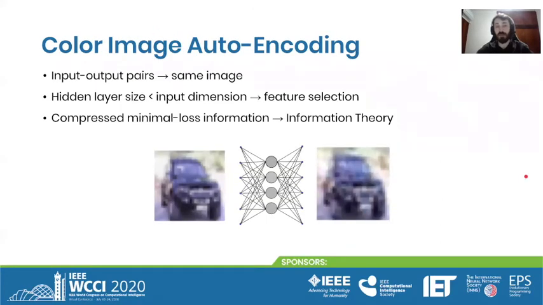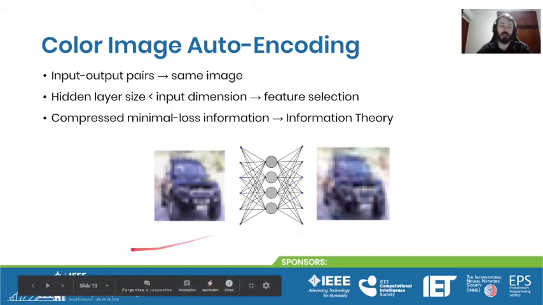To showcase the performance of the proposed models, we chose a color image auto-encoding task. An autoencoding task is a task in which the input and output pairs are the same image or the same object, and we have a hidden layer with fewer neurons than the dimension of the input. This forces the model into some sort of feature selection.